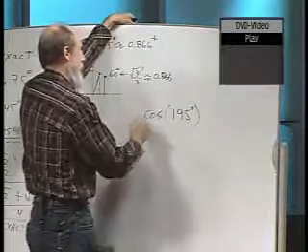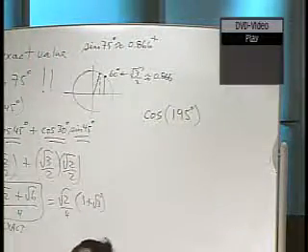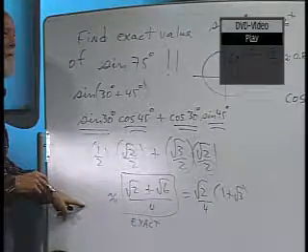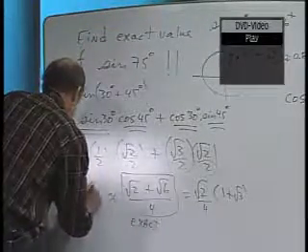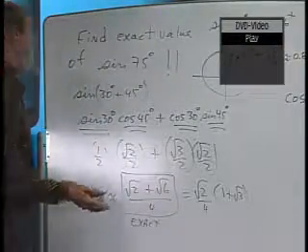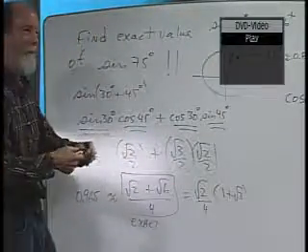Cosine of 195 degrees. And what did you get for an answer here with the calculator? 0.866. Better. 0.965, approximately. Okay. It can't be 0.866, that's at 60 degrees. I see what I did. I divided instead of added.